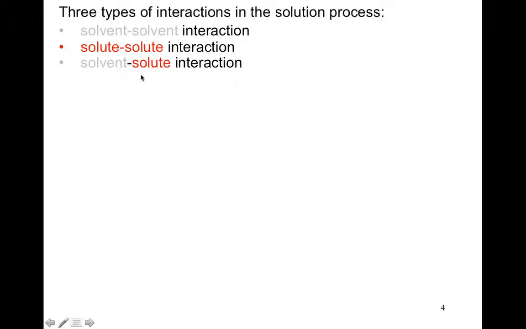So a few types of interactions you can have in a solution process. We have the solvent interacting with the solvent. So let's say we're doing sugar and water. This would be water interacting with water. The solute-solute interaction would be sugar interacting with sugar. And then we have the one that we focus most on, solvent to solute, the water interacting with the sugar. And that's what we're most worried about.